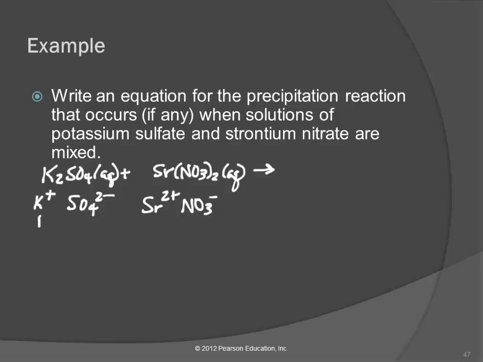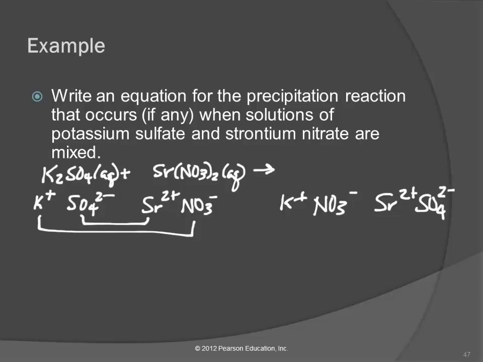So we put this guy with this girl and this guy with that girl, okay? And we see how much they like each other. So we're going to write them over here, next to each other. We've got potassium and nitrate, and we have strontium and sulfate. And then we go to the table and we look. Potassium compounds are always soluble. Nitrate compounds are always soluble. This one's aqueous. And then we look up strontium and sulfate.